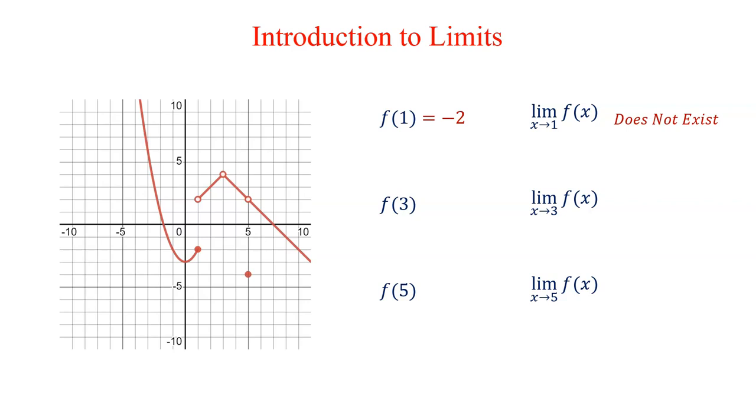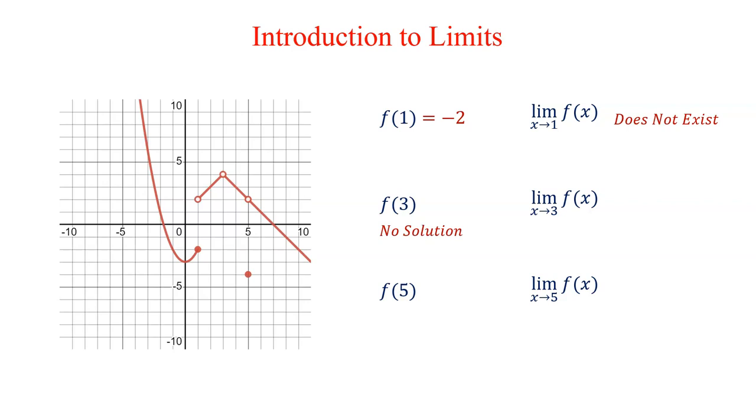Now f of 3 says go to the 3 for the x, which would put us at this point here. Well, it looks as if f of 3, y would be 4. However, because it's an open circle, that's saying that point is not part of the function. So here, there would be no solution. Again, because it's an open circle, that point is not part of the entire function.